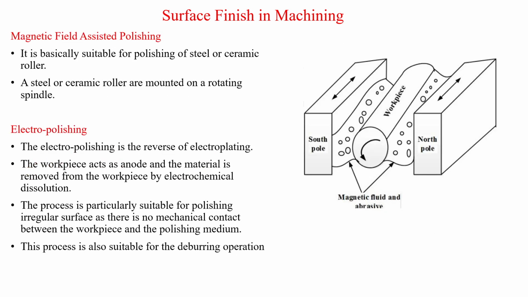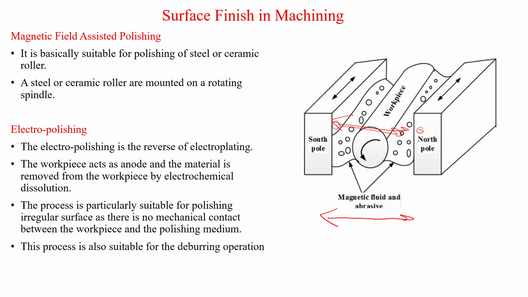Now the other method is magnetic field assisted polishing. It is also used for ceramic particles. Here, two big magnets are used, one a south pole and one a north pole, and because of that a magnetic field is created. Abrasives are used in between, and because of the attraction the abrasives start moving, and the workpiece is in between. While moving, they interact with the workpiece and reduce the surface roughness, leading to better polishing.